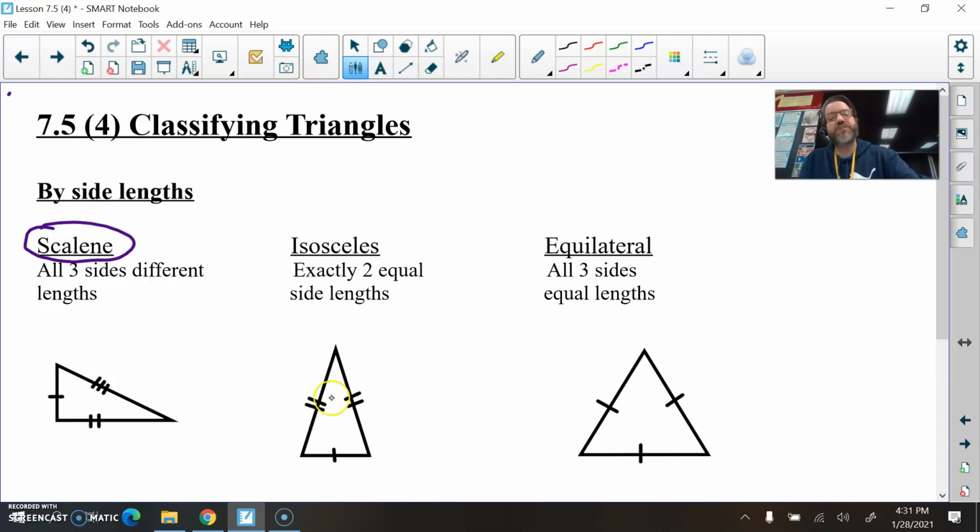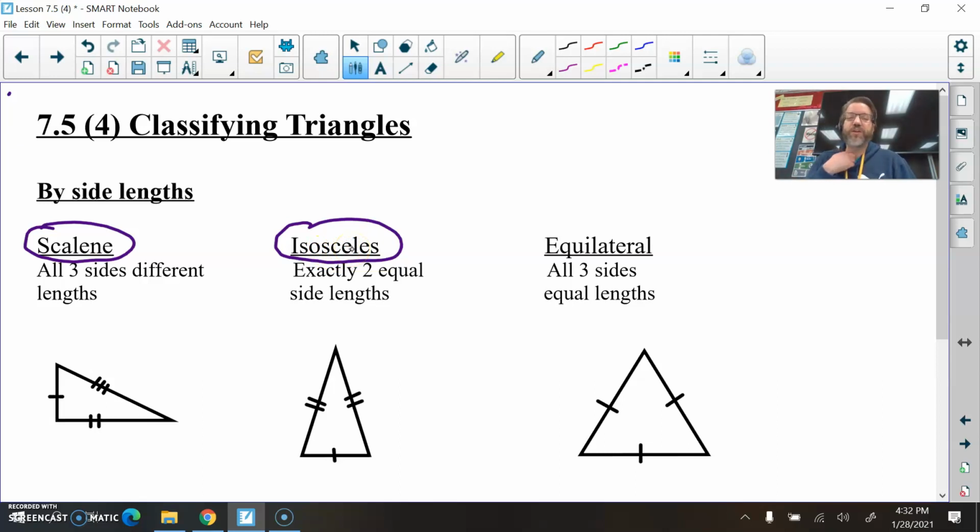Now, if two of the sides have the same measurement, see this side and this side both have 2 marks on them, showing that they are congruent, but we have another side that's a different length here. This is known as an isosceles triangle. It has exactly two equal side lengths. Notice the spelling here.